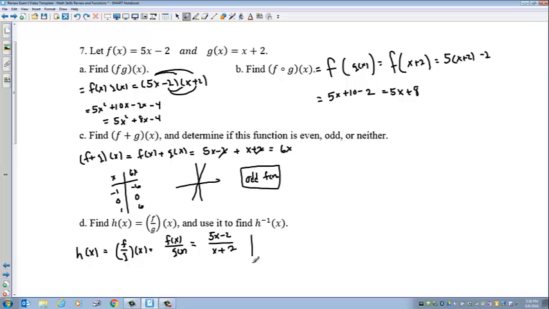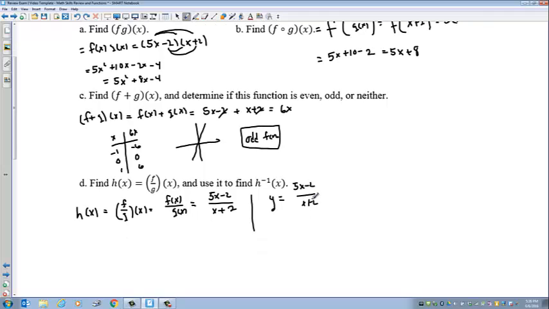So remember, to find the inverse, you basically can write this as y equals 5x minus 2 over x plus 2. And what we'll do then is we'll swap out x's and y's and try to solve for y. So we'll rewrite this as x equals 5y minus 2 divided by y plus 2. And we'll solve this for y by multiplying both sides by y plus 2.